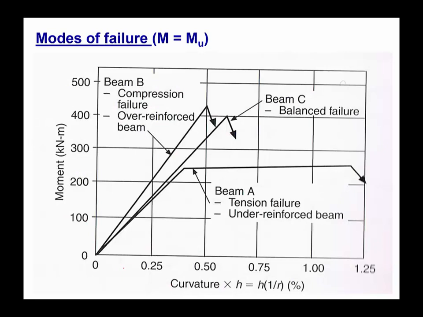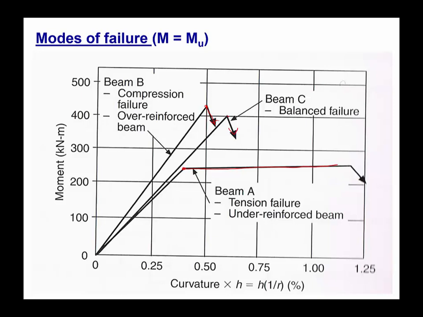So if you look into the moment curvature curve for tension failure, compression failure, and the balance failure, it looks like this one. So the beam A, if it is an under reinforced failure or the tension failure, as you can see, it is a very ductile kind of failure. The steel will start to yield at this point, and it is a very ductile failure, whereas the balance failure and the compression failure is a very brittle failure. Yes, it has a higher moment capacity compared to the under reinforced failure, but once it reaches its ultimate moment capacity, it just fails, unlike beam A.